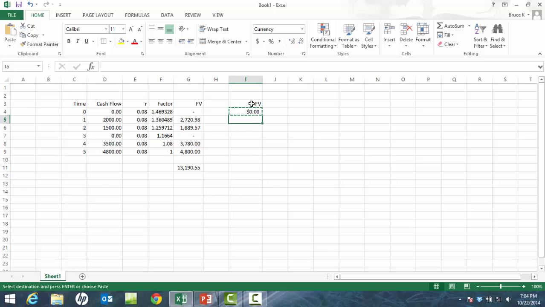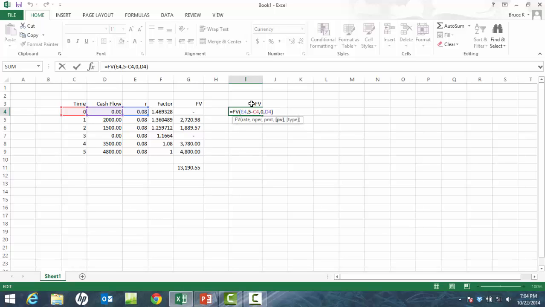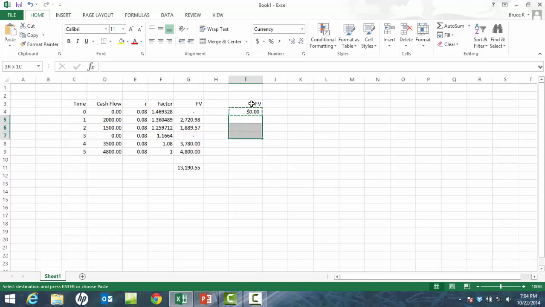Okay, let's copy this formula down for each year. Oh, actually, I just realized. Remember, let's go back into the cell. And we have to enter the cash flow as a negative because we're investing this cash flow. And then we're going to get it back at the end of year 5. So let's copy and go down. And you can see the numbers match up perfectly. And we get the same number. So your answer is 13,190.55.